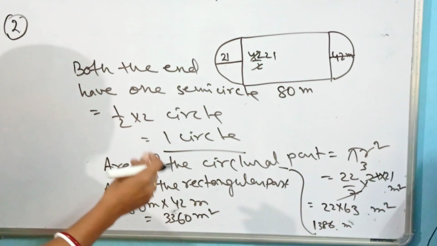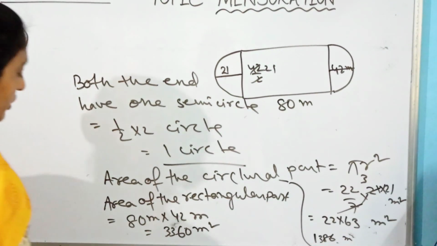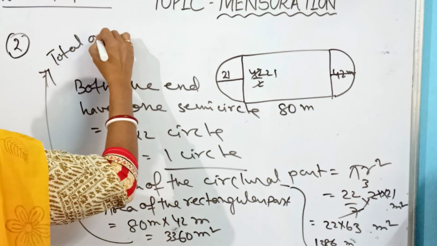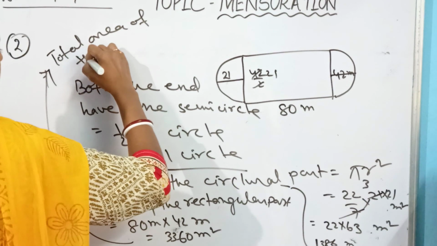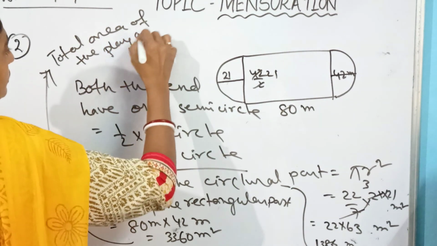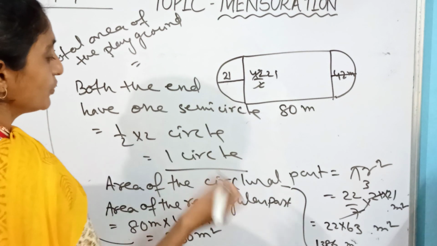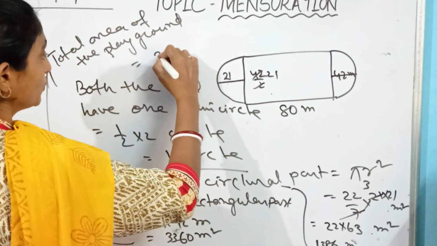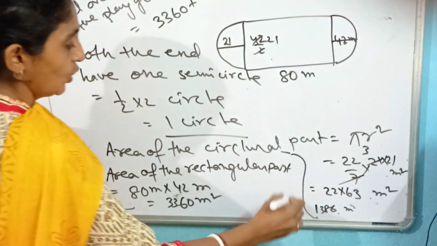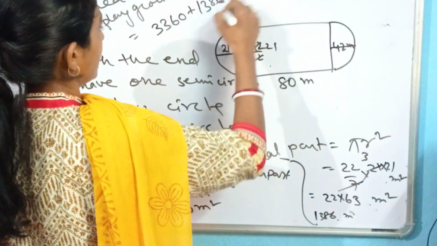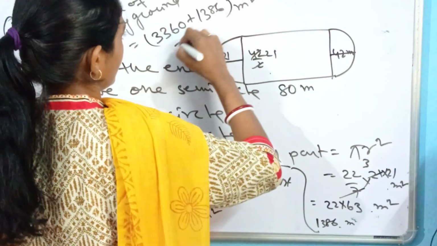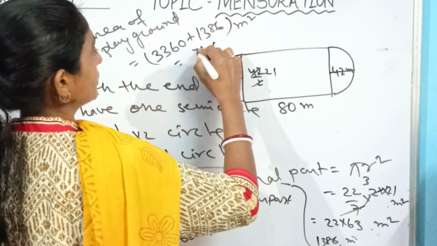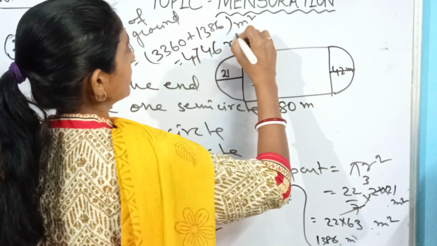square. So what will be the total area of the playground? The total area of the playground is equal to the rectangular part plus the circular part. So we will get 3360 plus 1386, that much meter square. So it is 4746 meter square.